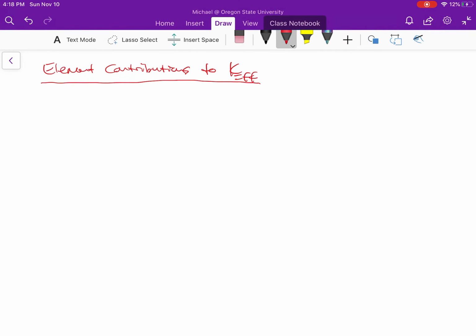Okay, so in this video I'd like to go over the element contributions to KFF, the structural stiffness matrix. When you're looping through all the elements in a structural model, you have some loop like this, for e in the range of the number of elements. Then for each element you want to figure out its contribution to KFF and then assemble it into KFF using that element's lookup vector.